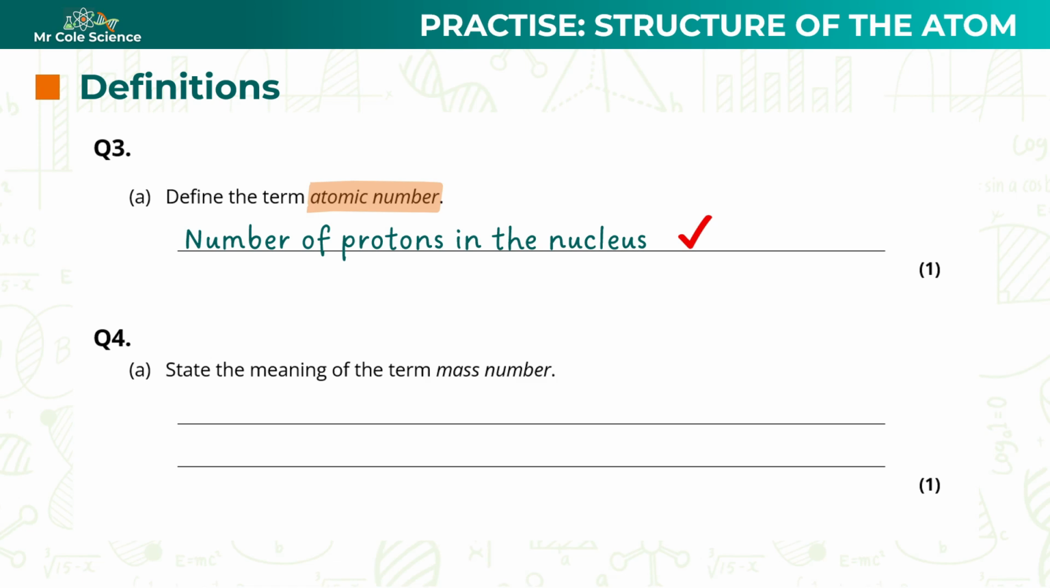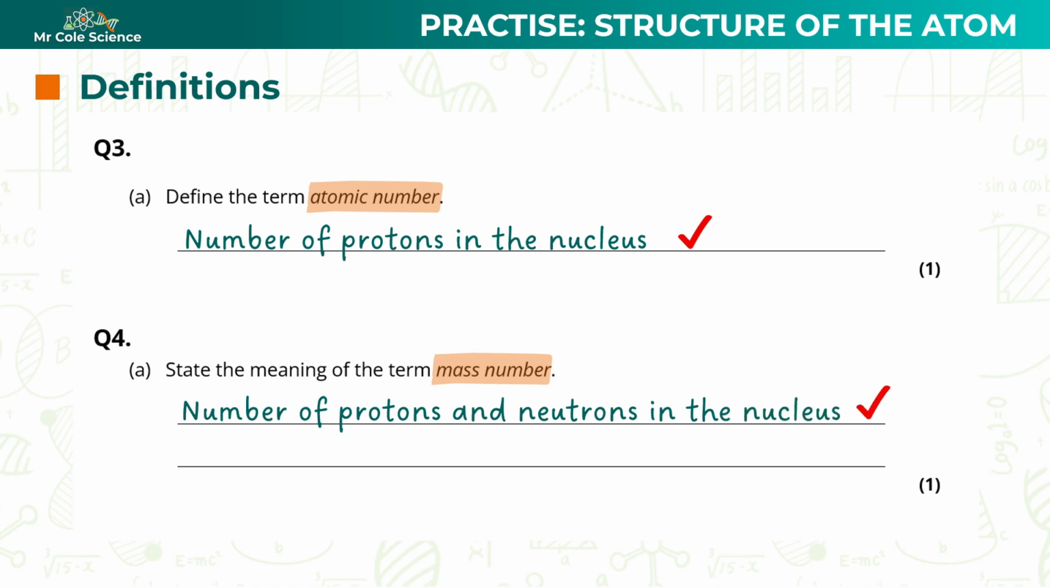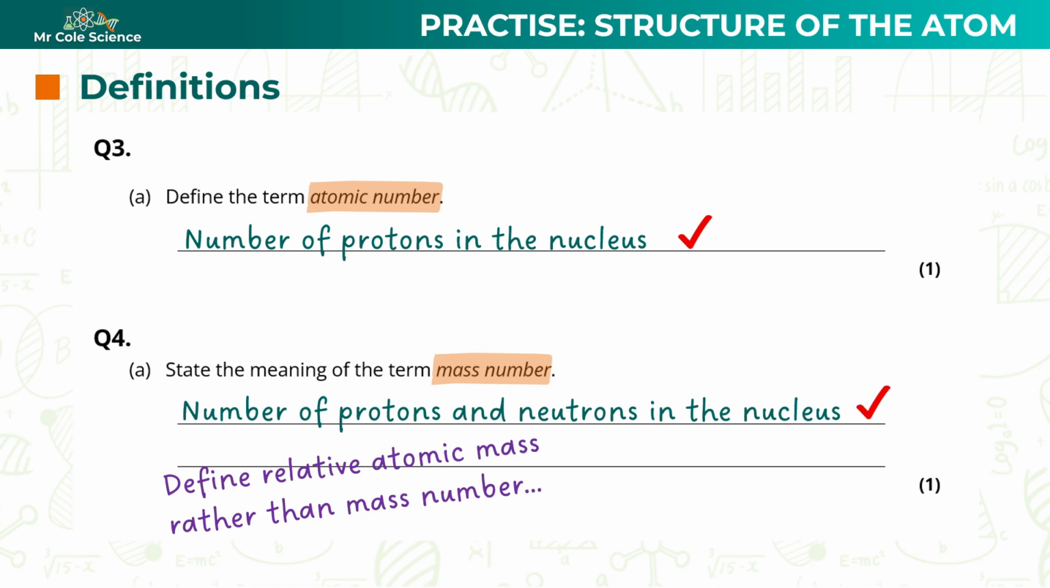Secondly, state the meaning of the term mass number. Well, we know that the mass number is the number of protons and neutrons in the nucleus, and again, it's 1 mark. Now, this is a question that students do make mistakes on, and that is because they confuse mass number with the relative atomic mass and give the definition for that. You just need to make sure you learn your definitions thoroughly with frequent revision.